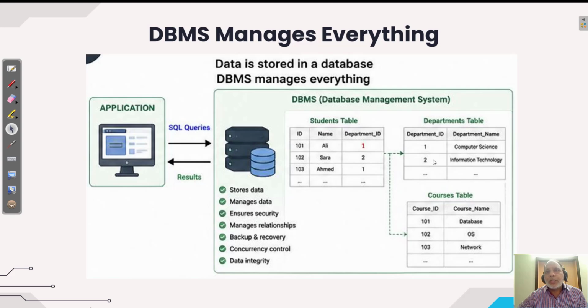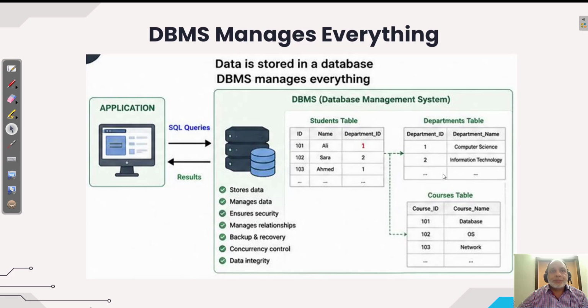Data is stored in tables: student tables, departments, and courses. Here you can see there is no redundancy. The student table has 01 for Ali, and in the department table we only refer to the department ID. We are not using the name Ali again. In the courses table, course 01 is database, so there is no repetition of the data again and again.